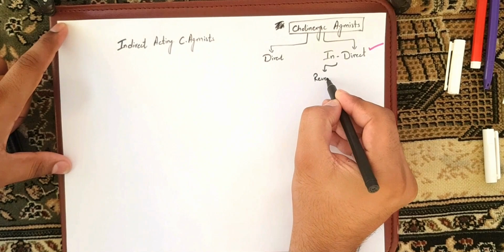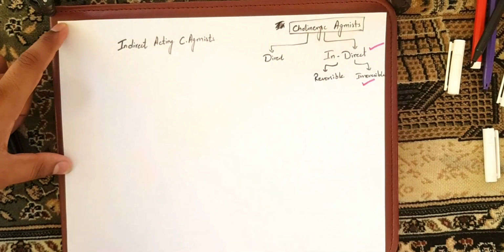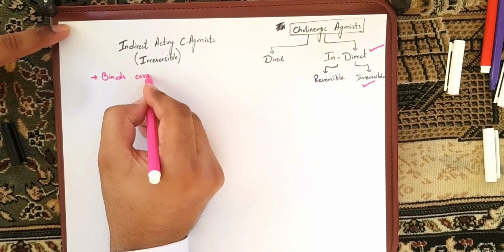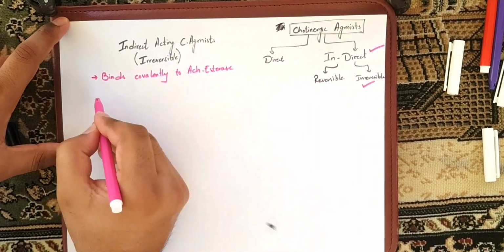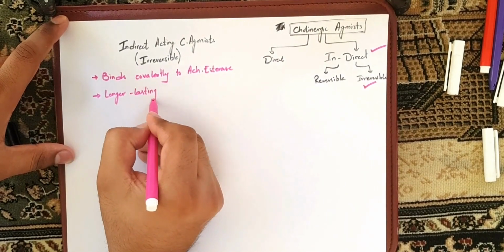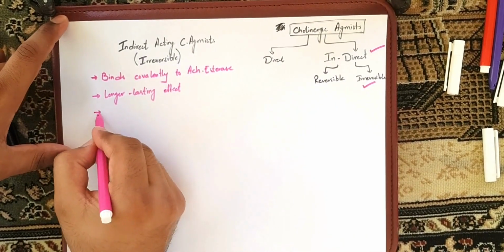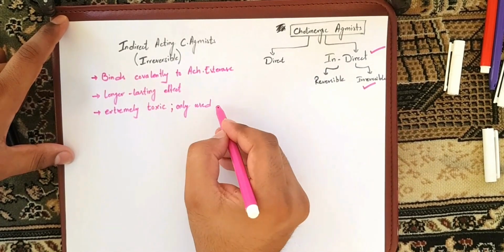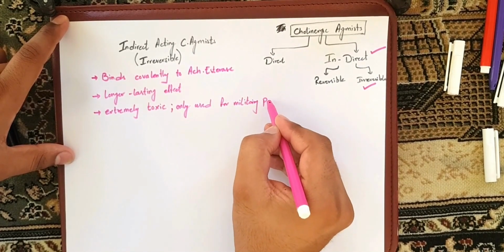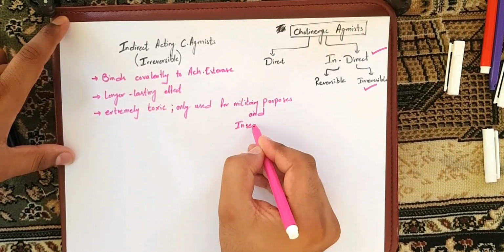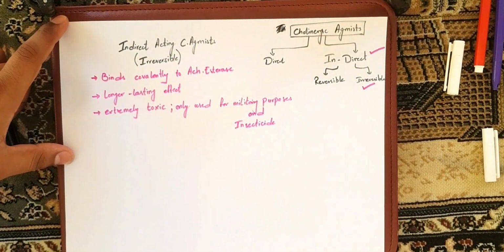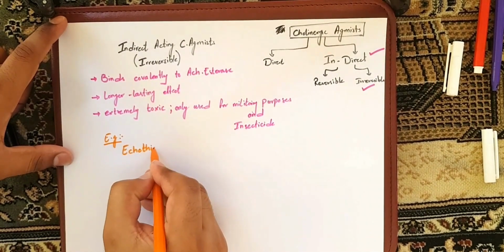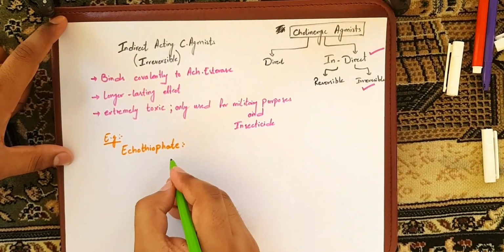Now we will study the irreversible indirect acting cholinergic agonists. Irreversible means that they bind covalently or permanently to the acetylcholinesterase enzyme in the synaptic cleft, and they permanently block the acetylcholinesterase activity. It provides a longer lasting effect, but it could be extremely toxic. It could create an acetylcholine crisis. So that is why it is only used for military purposes and insecticides.